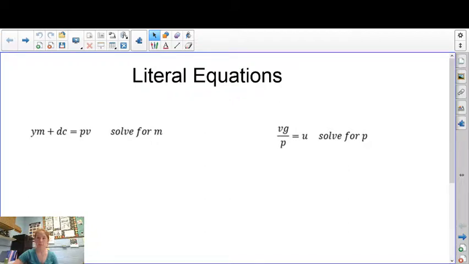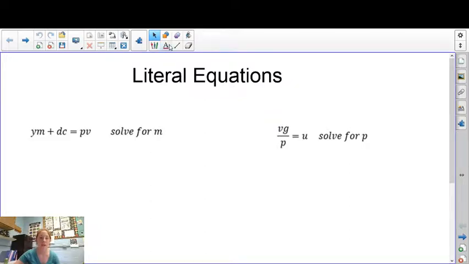Alright guys, today we're going to talk about literal equations. Literal equations are equations, and equations have equal signs, that deal primarily in variables. So for example, we have ym plus dc is equal to pv, and we're asked to solve for one of the variables. In this case, we're going to solve for m.